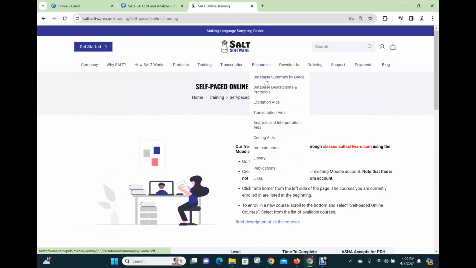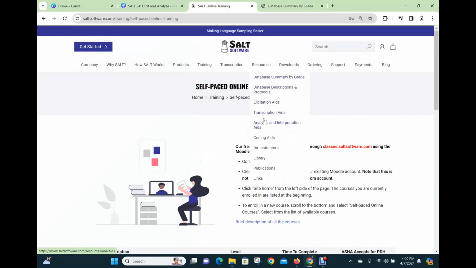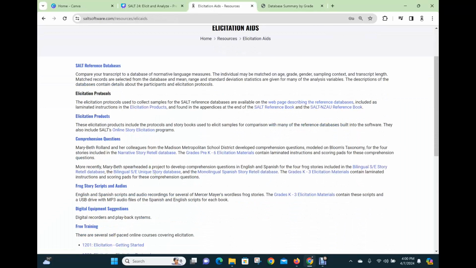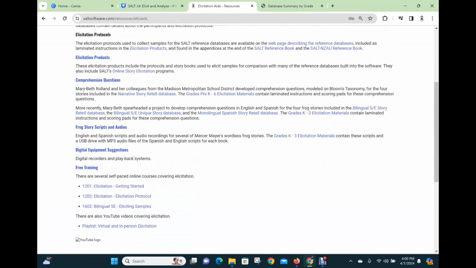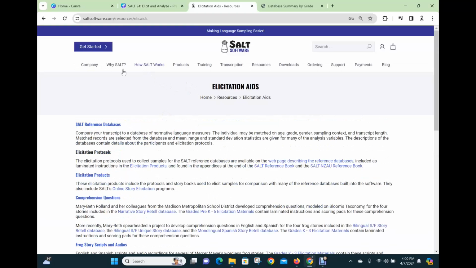And also, if we go down to resources, that's a great place to look. We have everything that you might need as far as database summary by grade, which is there. And then also elicitation aids. So here is anything that would help you with the elicitation. All of the scripts are here and the audio files and so forth that we have for elicitation. So I just wanted to point out everything that we have on our webpage. Make sure to go ahead and check it out.